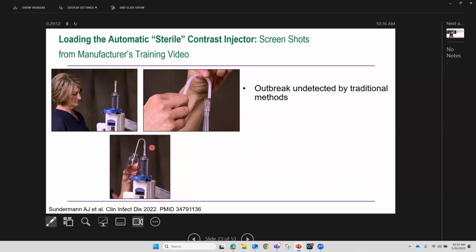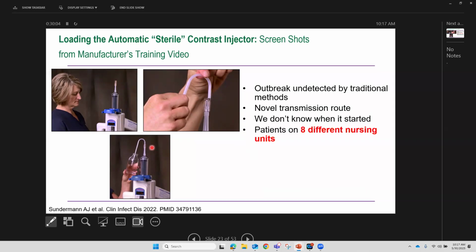Anyway, this outbreak was undetected by traditional methods. And why? Well, this was a novel transmission route. This has not been described in the literature before. We don't know when it started, but the reason why it wasn't detected is that the patients were on 8 different nursing units. So the traditional approach of geotemporal clustering doesn't work for something like this, and you would never detect this outbreak.